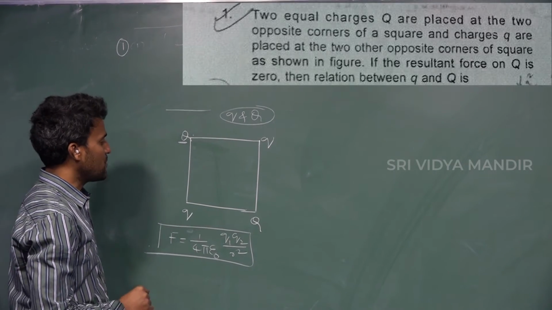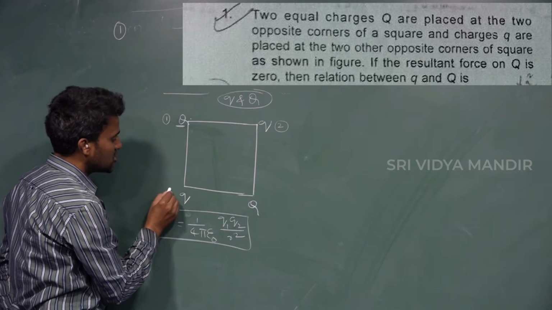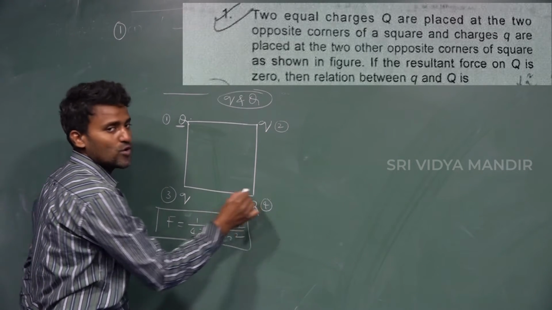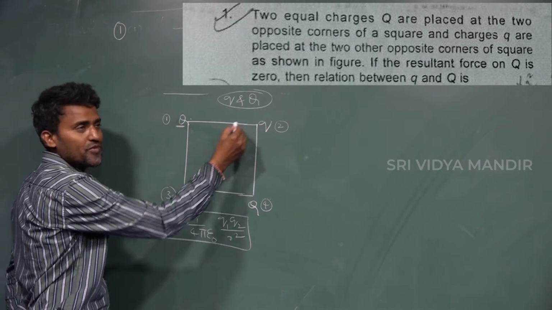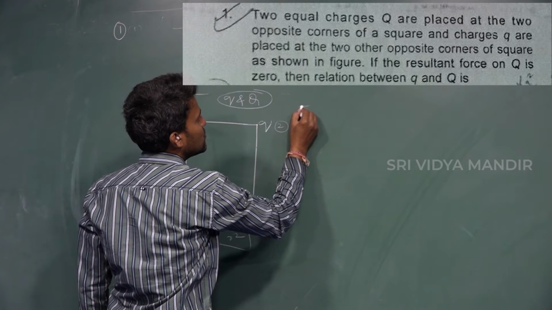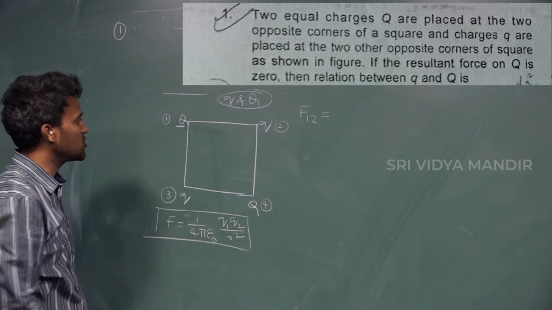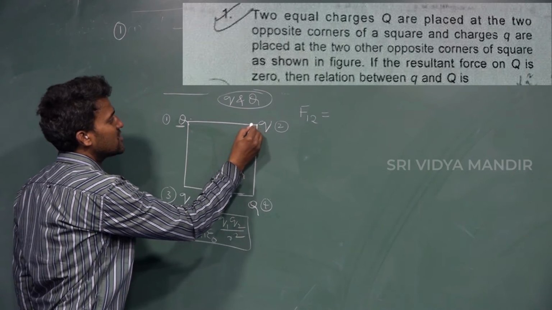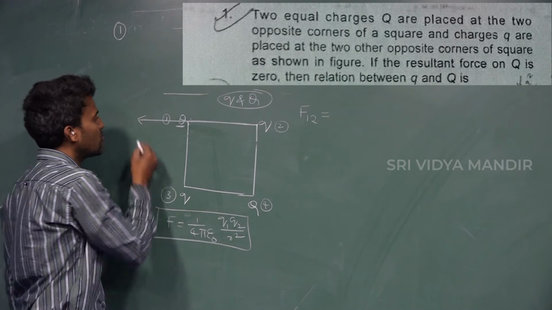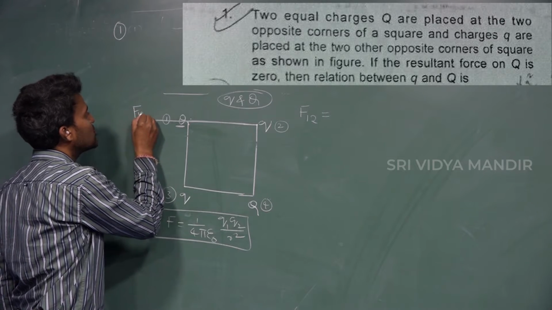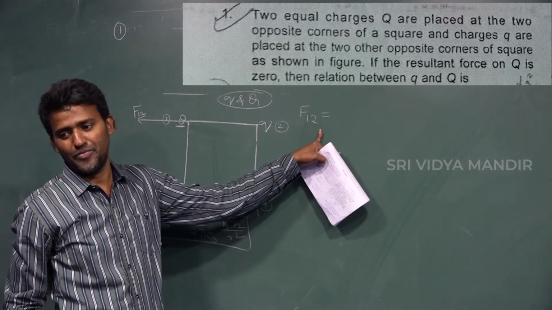This is charge 1, this is charge 2, this is charge 3, and I am taking this as charge 4. Force acting on charge 1 due to charge 2: that is a repulsive force along this direction, because both are positive. I am writing that as F12. Here F12 means the force acting on the first one due to the second one.